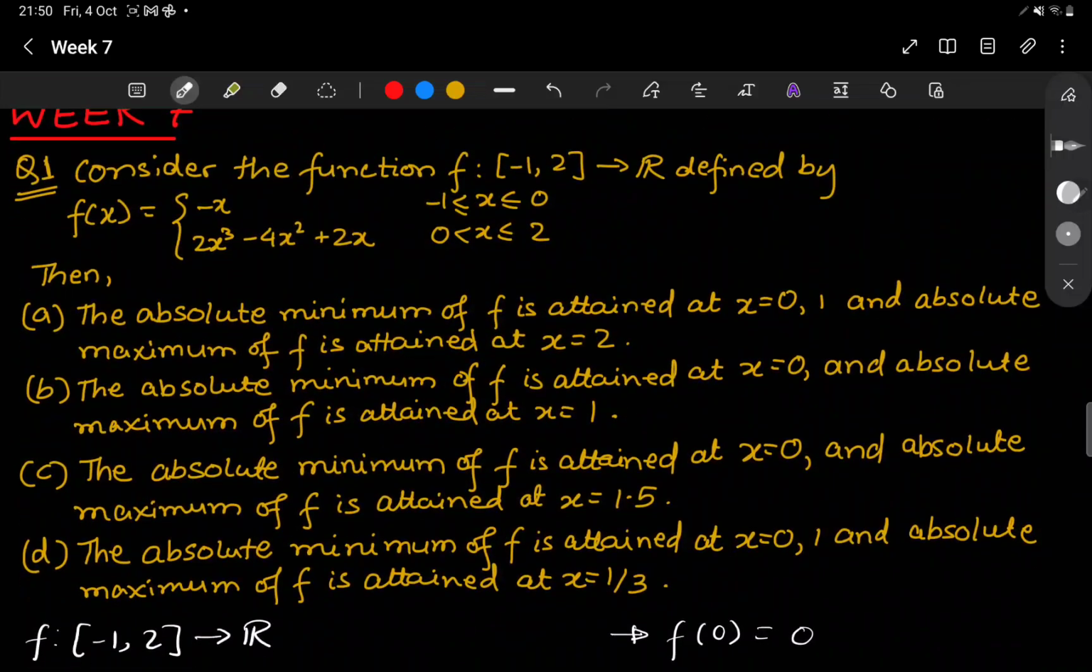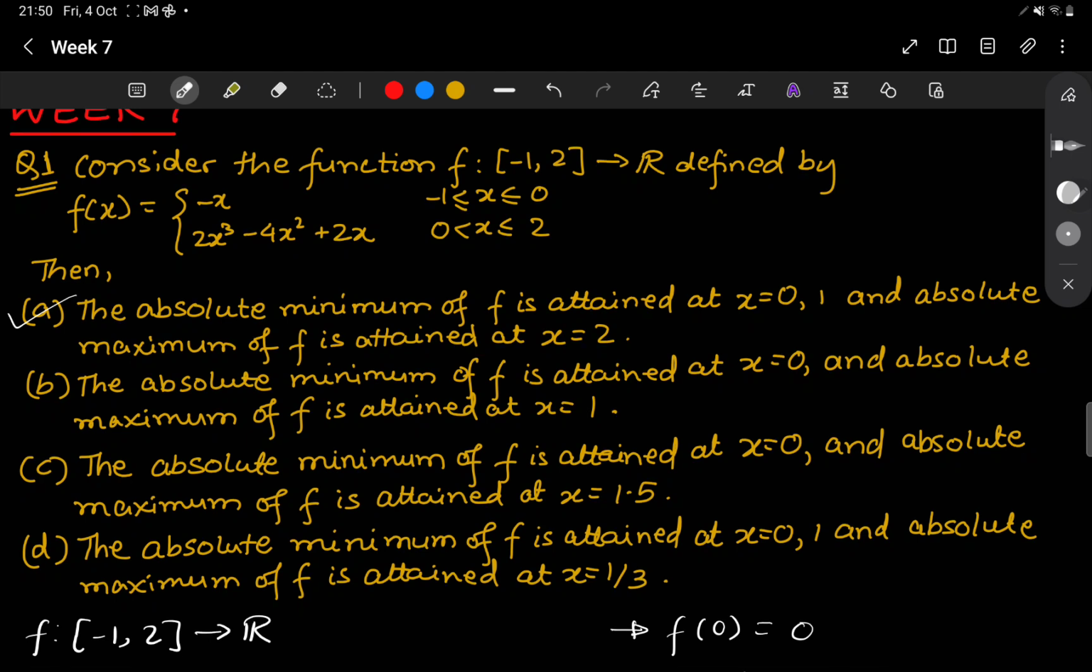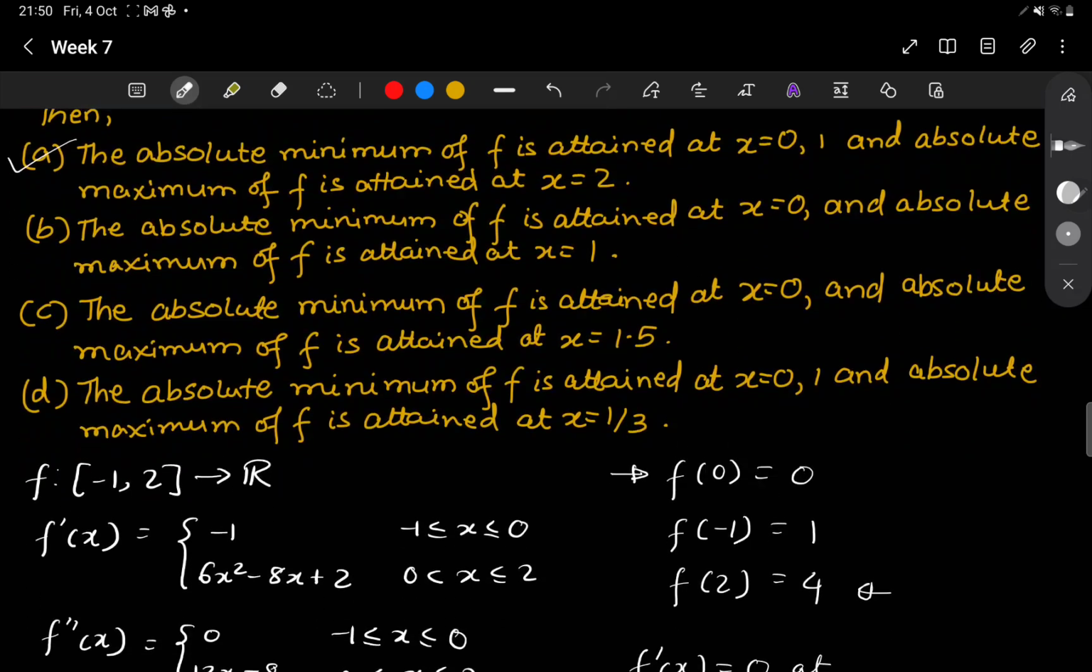So the correct option is option A. The absolute minimum is at x equals 0 and 1, and the absolute maximum is at x equals 2. At x equals 1 by 3, it is a local maximum, not a global maximum.